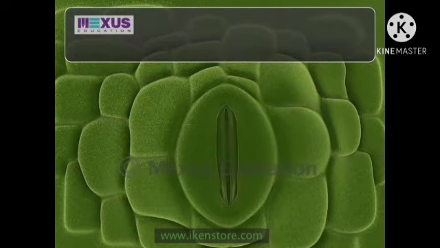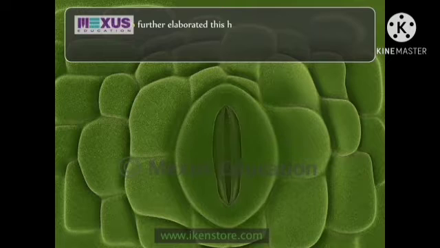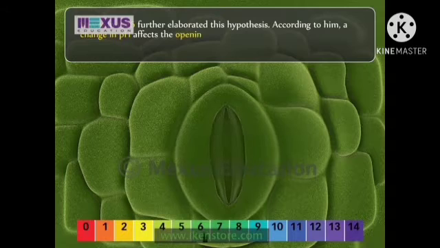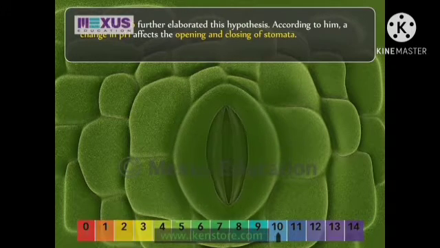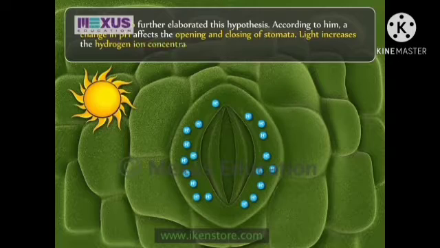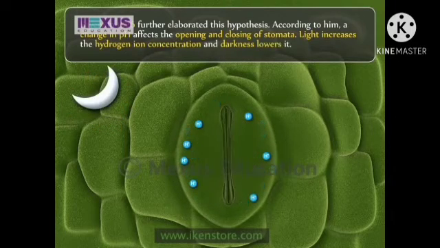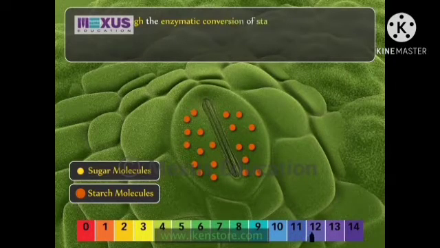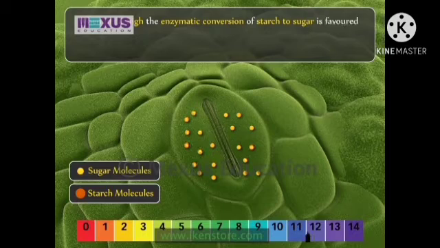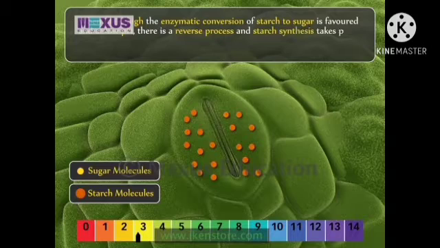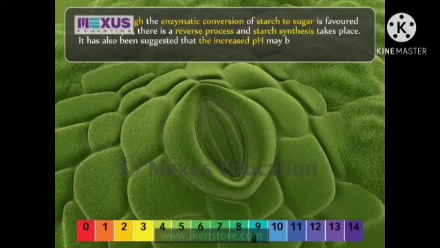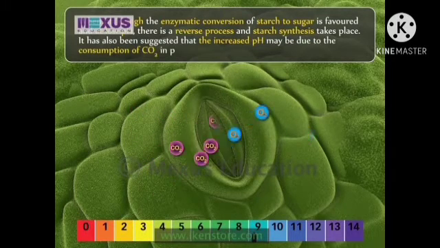Sayre, in 1926, further elaborated this hypothesis. According to him, a change in pH affects the opening and closing of the stomata. Light increases the hydrogen ion concentration and darkness lowers it. When pH is high, the enzymatic conversion of starch to sugar is favored, and at a low pH, there is a reverse process and starch synthesis takes place. It has also been suggested that the increased pH may be due to the consumption of CO2 in photosynthesis.